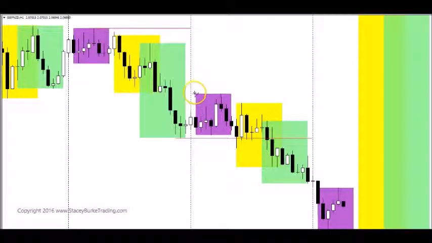We had Asia moving sideways into the London Open. First candle of London Open probed down below the previous day's low. So again, now we've potentially got a downward trend. We have a new low being made by the breakout candle of London.